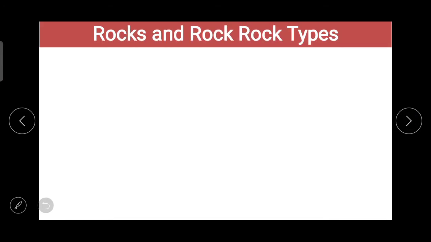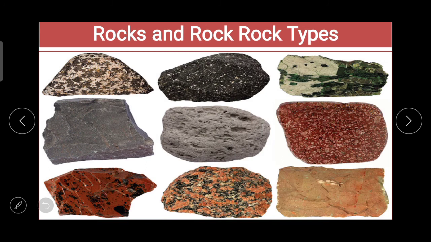My dear students, today in Standard 6th Geography, we'll be learning the topic rocks and rock types. So in this topic, we are going to talk in detail about the types of rocks and the distribution of major rocks in Maharashtra state, or we can say distribution of major rock types in Maharashtra.